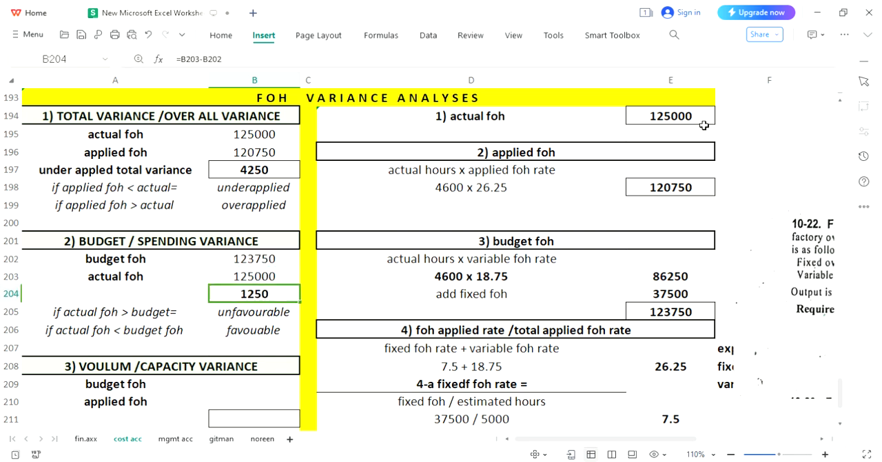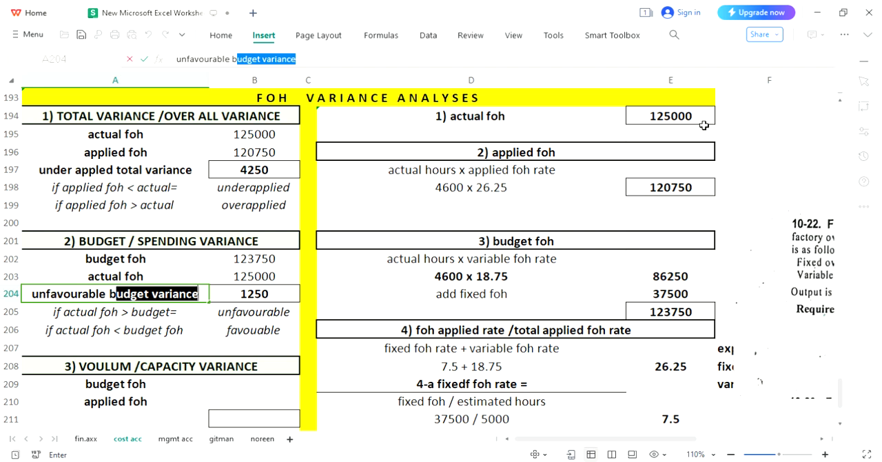Now decide whether it is favorable or unfavorable. For that, we will be focusing upon actual. Actual was 125, budget was 123. It means actual is more. Whenever you are spending more in actual, it would go unfavorable for you. So it is unfavorable budget variance 1250.